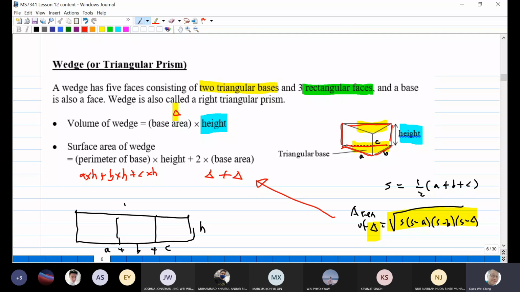So this is how you get the area of these rectangles: A plus B plus C, times H. This is how you find the total area of the wedge: two triangles at the top and bottom, and then A plus B plus C times H is the side area.